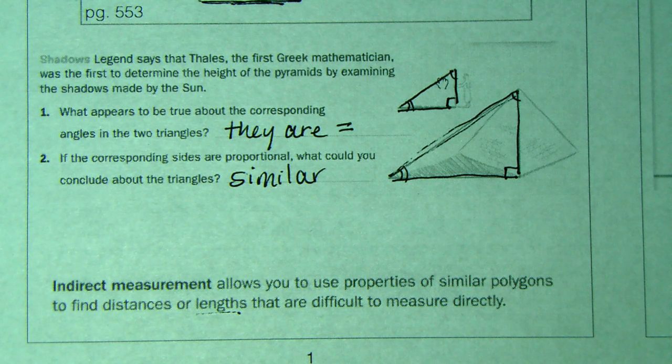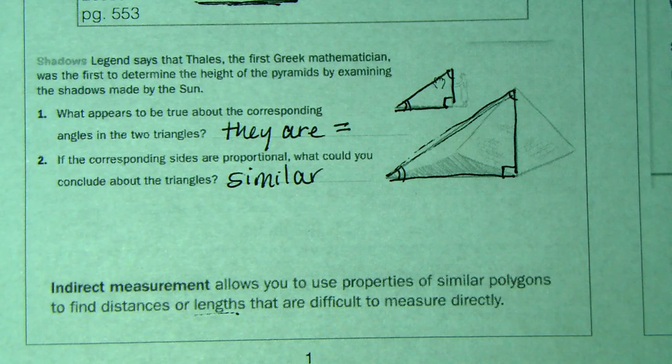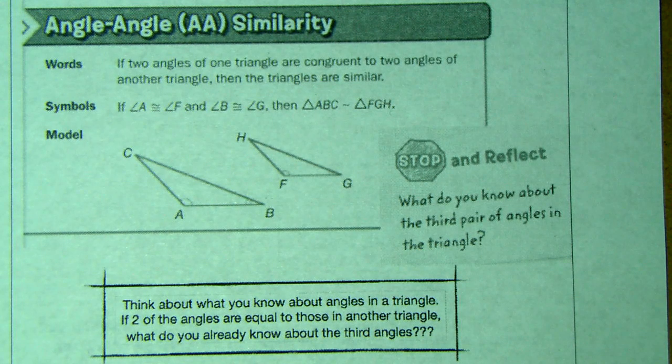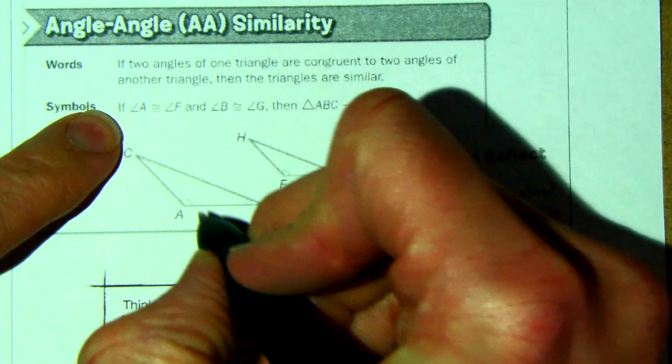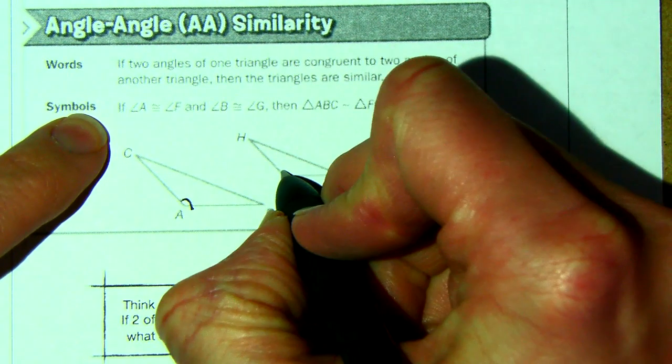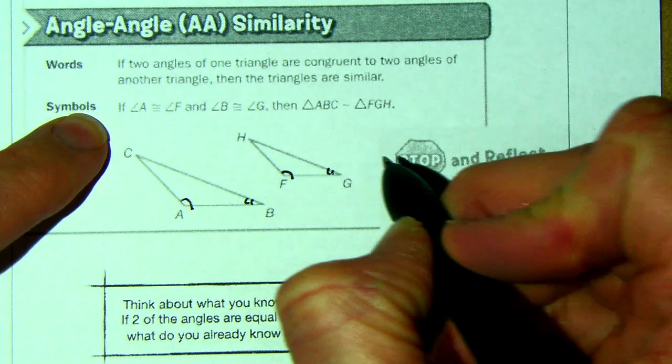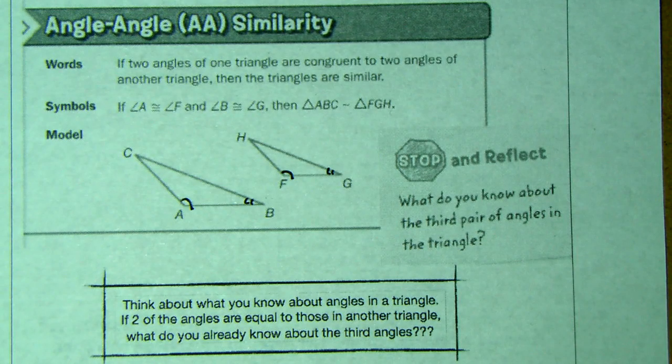All right, I mentioned this already before, but if we have 2 triangles and I can prove that 2 of the angles are equal, so for instance, if we know that angle A is the same as angle F, and we know that angle B is the same as angle G. Well, if we have a triangle and 2 of the angles are equal, what do we automatically know about the third? They have to be equal because they have to add up to 180. And if all 3 angles are equal, then those triangles are similar. That means their sides are going to be in proportion.